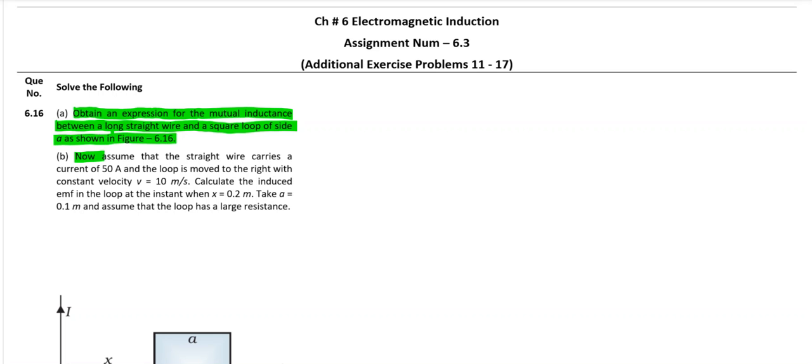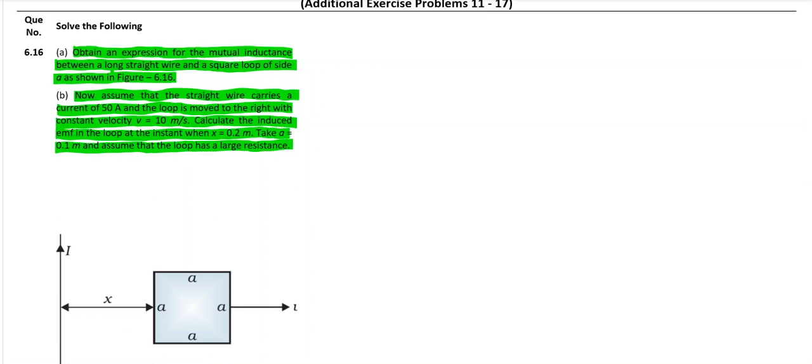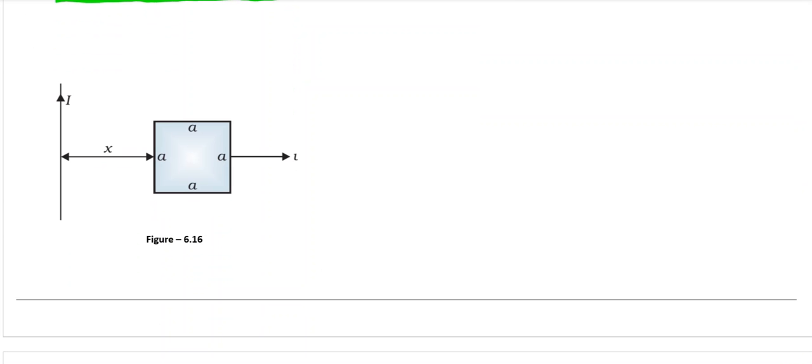The second question is, assume that the straight wire carries a current of 50 ampere and the loop is moved to the right with constant velocity v equal to 10 meter per second. Calculate the induced EMF in the loop at the instant when x equal to 0.2 meter. Take A equal to 0.1 meter and assume that the loop has large resistance. The situation is given here.